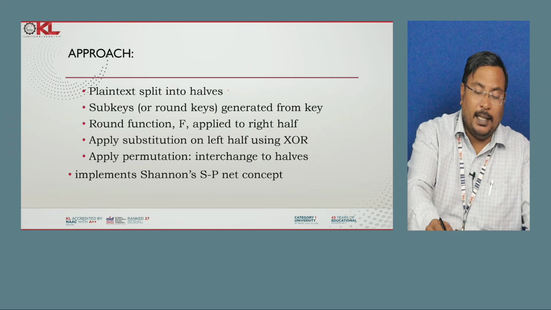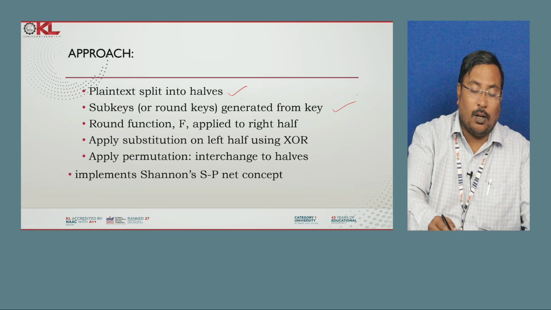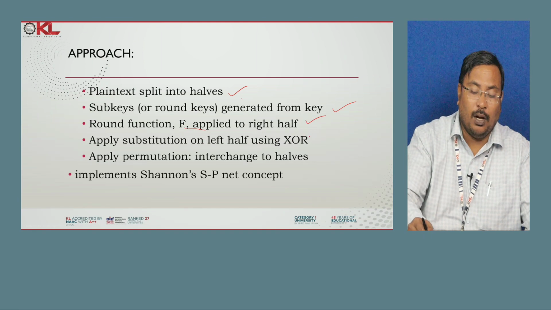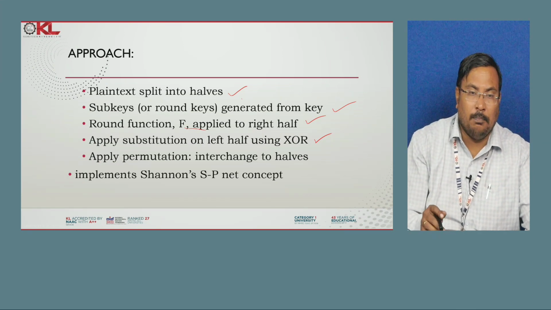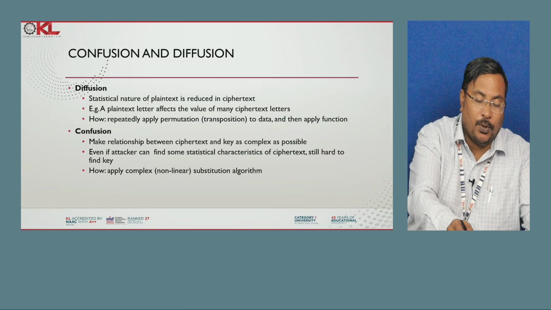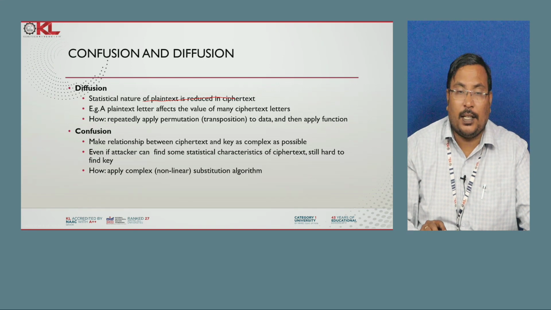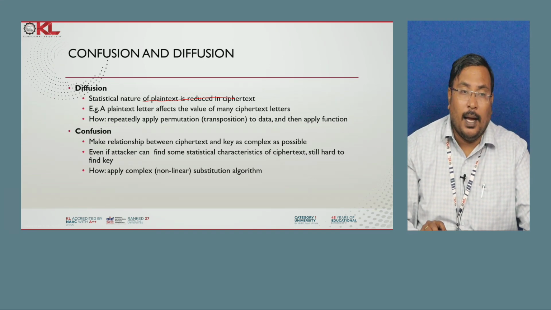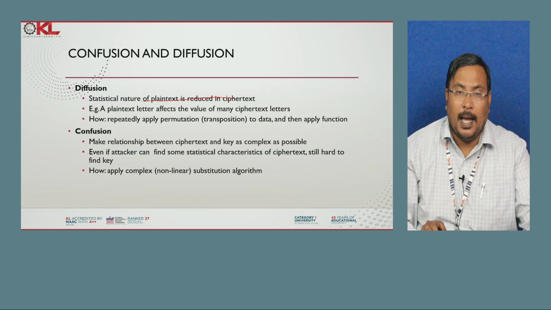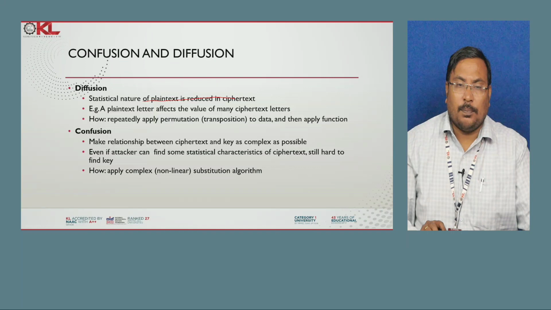So the approach is: the plain text is split into two halves, subkeys, that means round keys, are generated, and the round function F is applied on the right half. Then substitution is applied on the left half by using XOR, then permutation, exchanging or swapping the values, implementing the SP network concept. So confusion and diffusion. Diffusion is nothing but reducing the statistical structure of the plain text in the ciphertext. For example, a plain text letter affects the value of many cipher letters, and confusion makes the relationship between the ciphertext and key as complex as possible. How? By applying a complex nonlinear substitution algorithm.